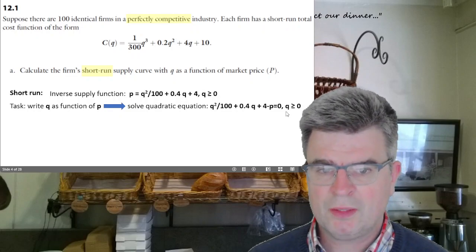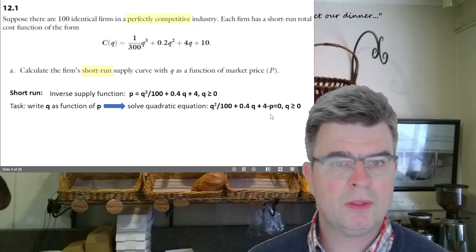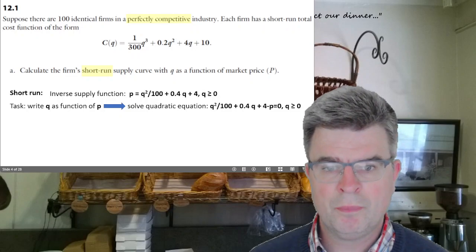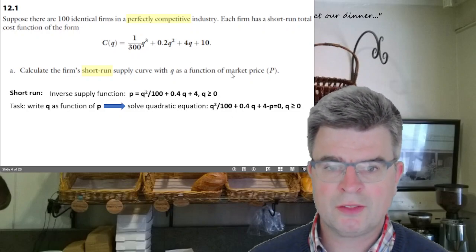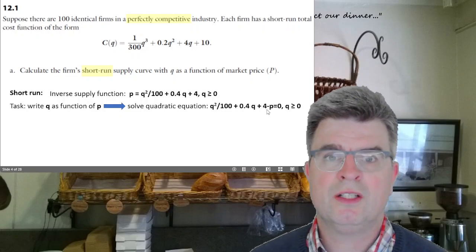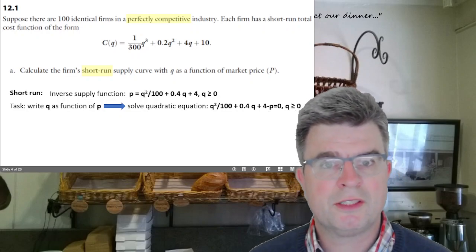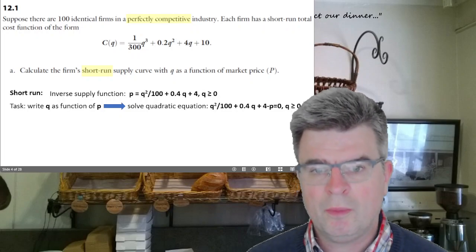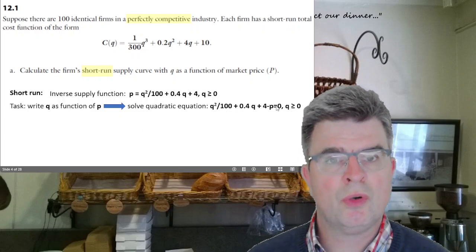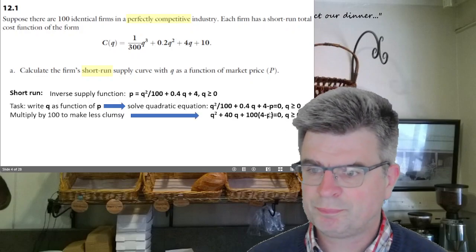Now, this is not too complicated because we can solve it with the ABC formula that you know. And you need to recognize that the 4 minus P over here can be treated as a constant because the firms take the price as given. So we have a simple quadratic equation here where we can treat 4 minus P as a constant.